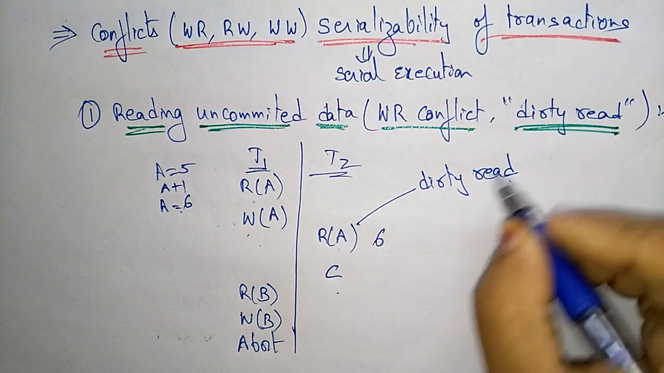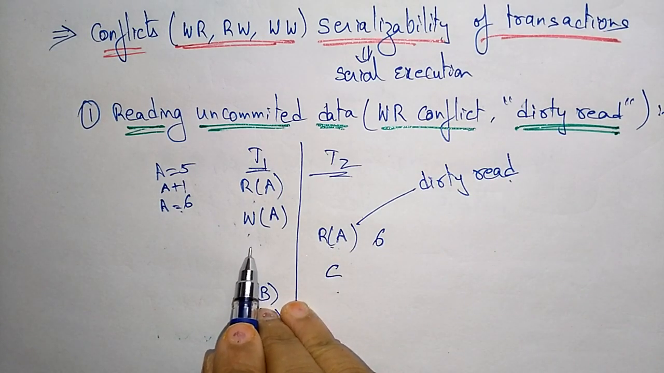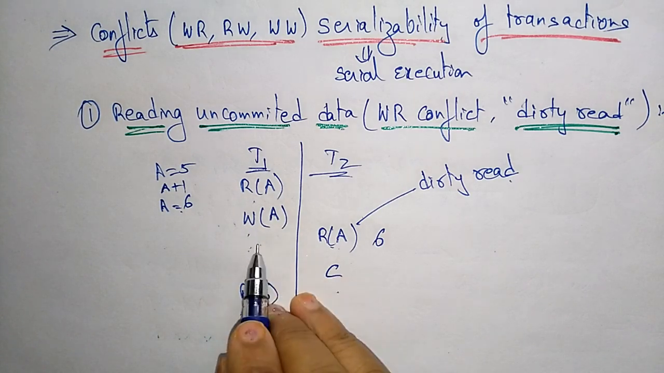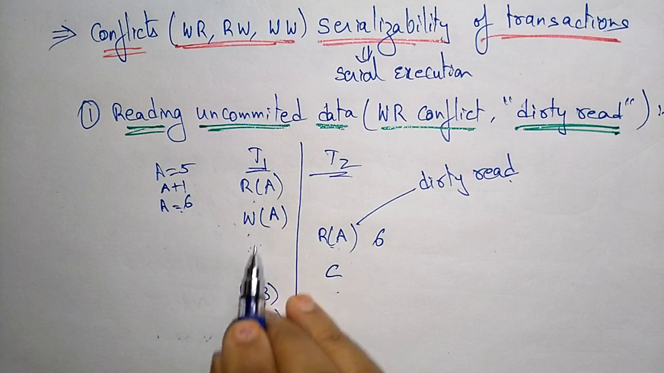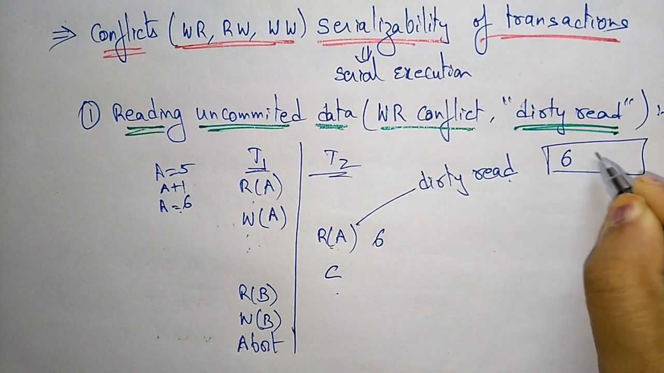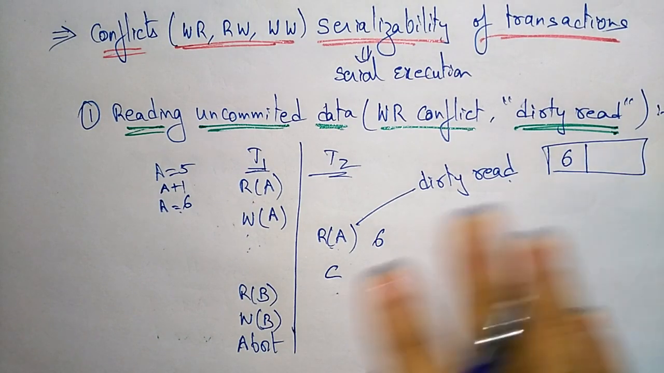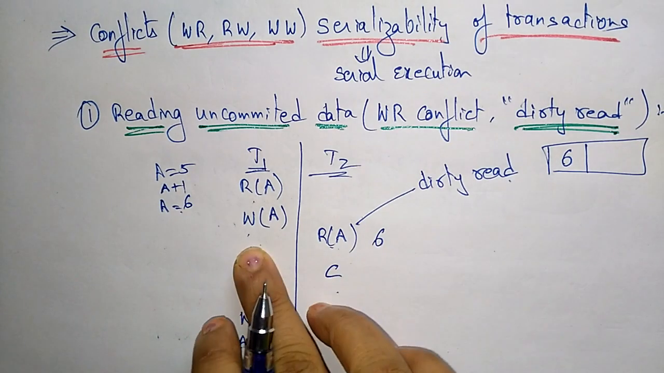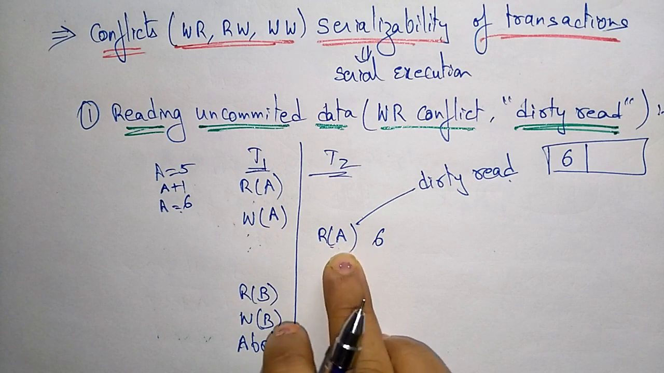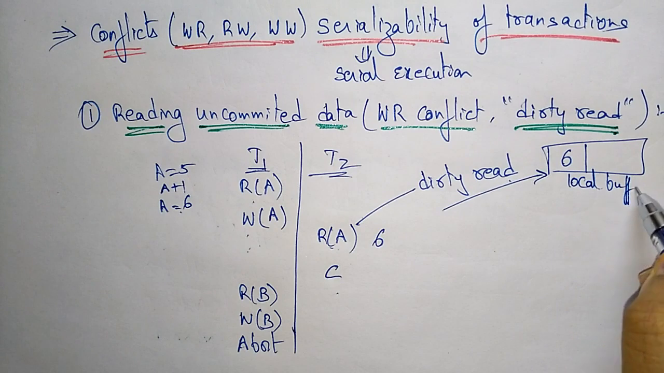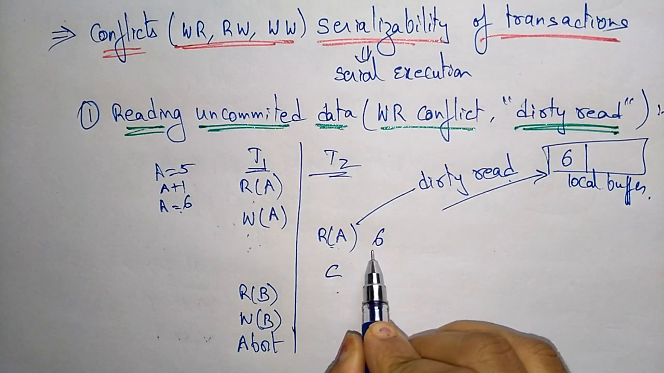Why you call it as a dirty read? Because without committing, it is reading the uncommitted data. In T1 you have still not committed. It just writes the value in the local buffer. So it is just stored in the buffer. It is not committed, meaning it is not updated in the database. Even though it is not updated in the database, it is reading the value whatever is there in the local buffer, local memory. Now the value here is 6.